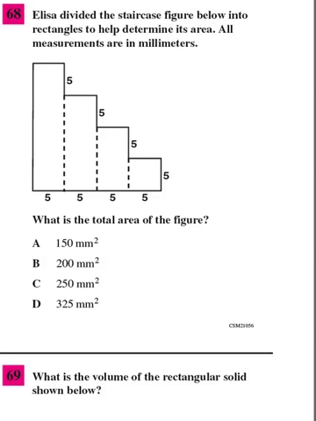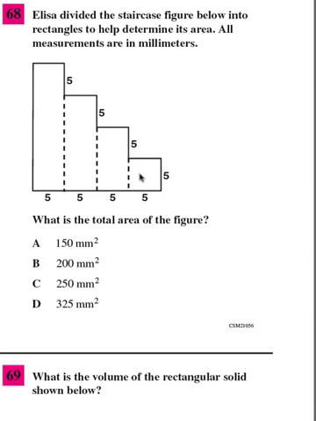Problem 68. Eliza divided the staircase figure below into rectangles to help determine its area. All measurements are in millimeters. What is the total area of the figure? So we see that we have sizes of 5, 5, 5, 5 up, 5 horizontal, 5 vertical, 5 horizontal.